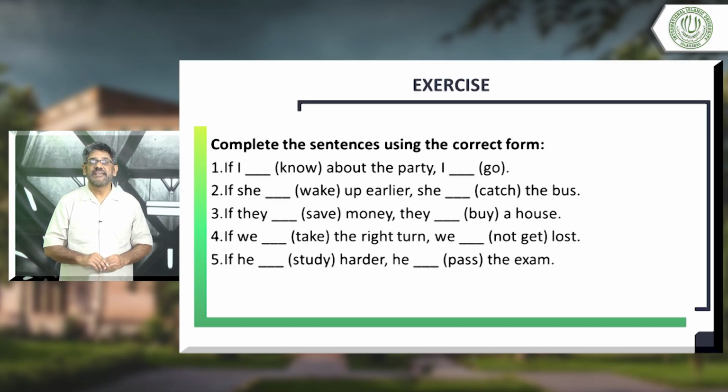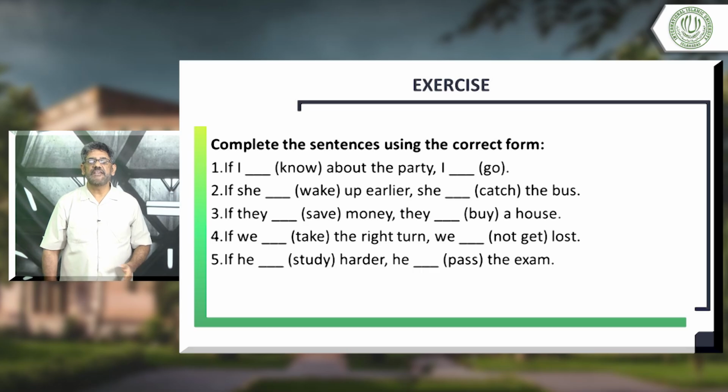If we, yes, use had, past perfect has had in it. If we had taken, look at the third form, take, took, taken. If we had taken the right turn, we would not have got lost. We use the negative form here.